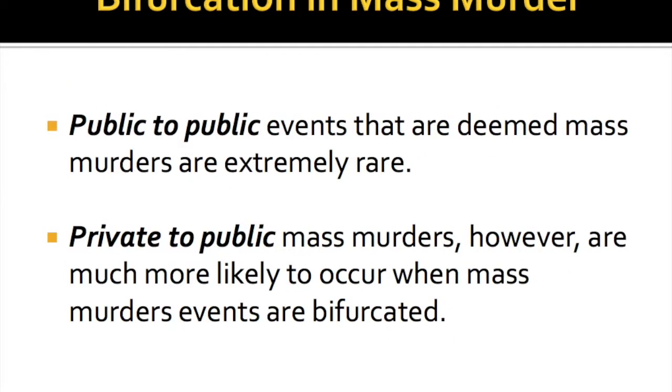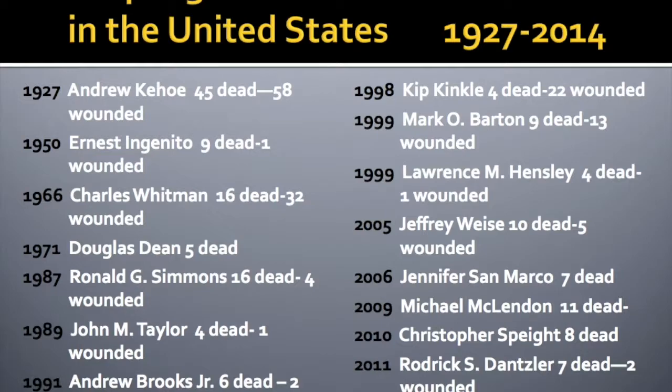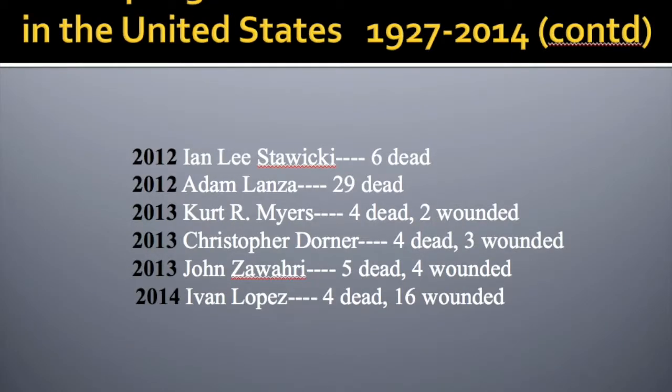We also look at public-to-public events that are deemed mass murders, which are extremely rare. Private-to-public mass murders, however, are much more likely to occur when mass murder events are bifurcated. And so you can see some of that. You all can look at some of these examples here and go through the times that these events have occurred. I'm going to move a little faster here. I know y'all can go back and reference some of this.